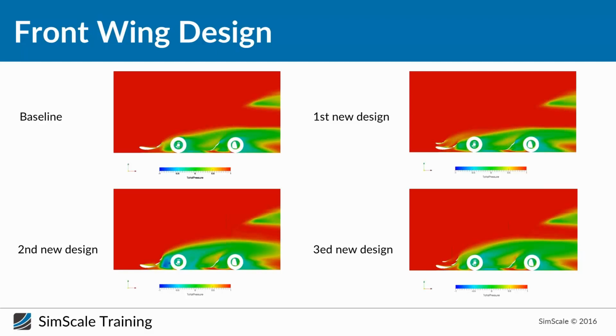And we are doing this slice here of the total pressure of the front wing and the tires, and we want to see the effect of our new front wing designs on the tires. And we can see clearly that for the first design, or the baseline and the first design, especially for the baseline, the flow is smoother over the tires, and the wake of the tires is not that big, because the size of the front wing is small, so it will not disturb the flow that goes to the front tires.